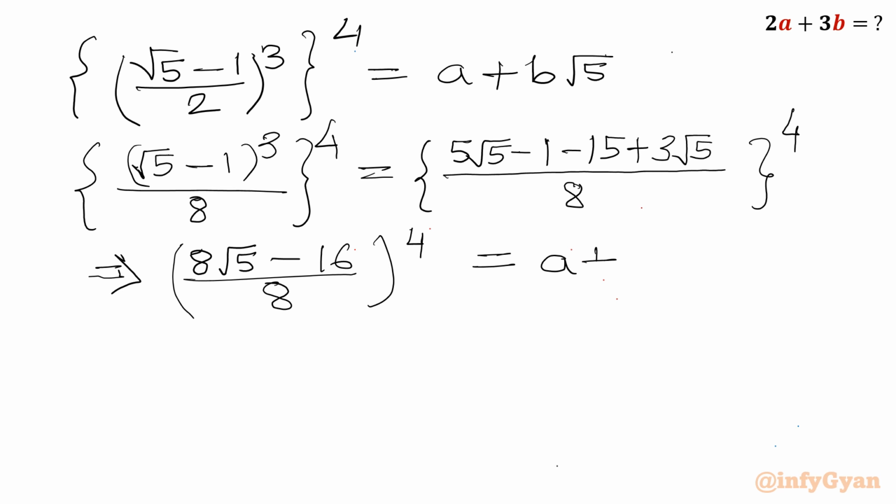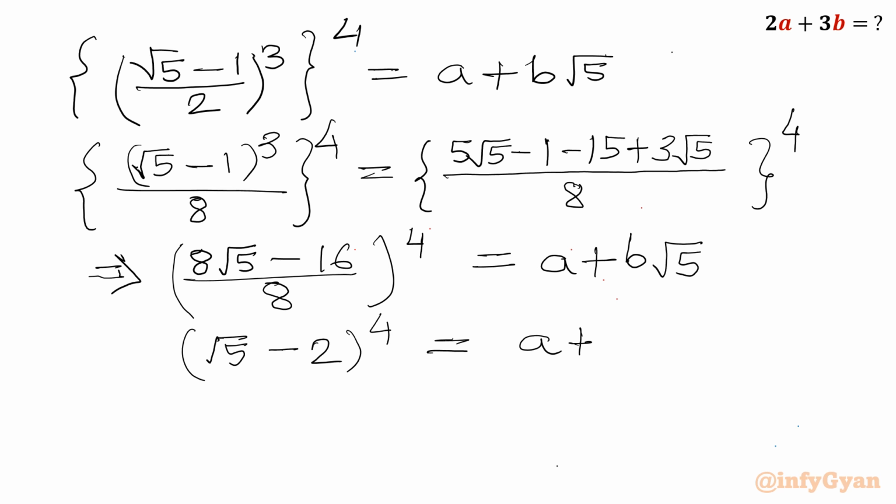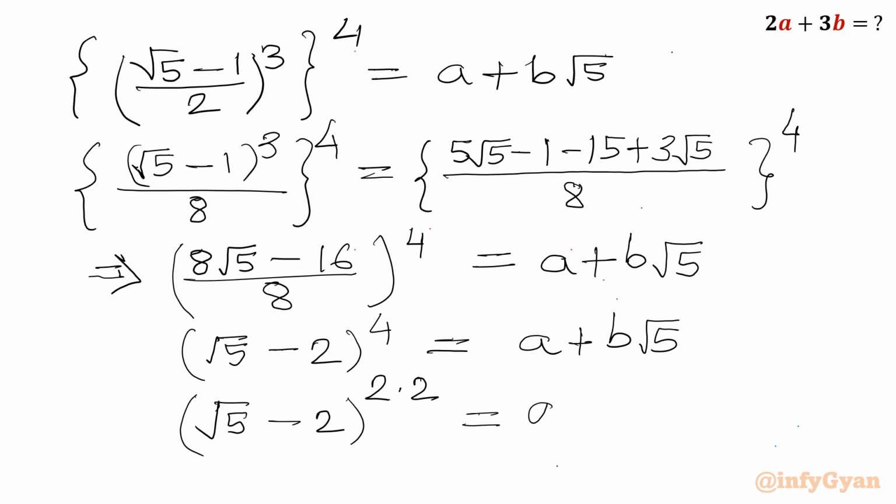And the right hand side I will write as it is, a plus b root 5. Now I can write (root 5 minus 2) whole power 4 equal to a plus b root 5. Now root 5 minus 1 minus 1, or I will write root 5 minus 2, and then in the power I will write 2 times 2. It will be equal to a plus b root 5.